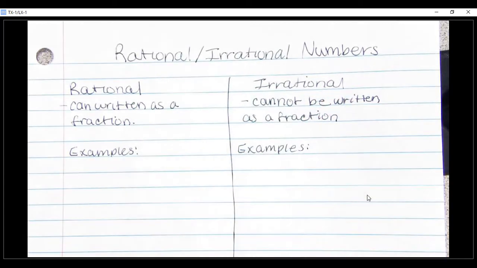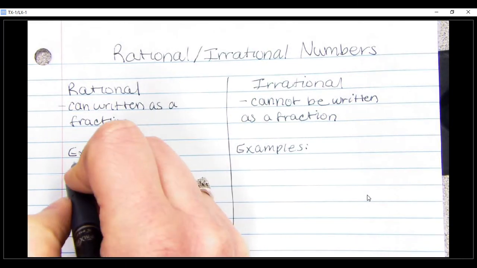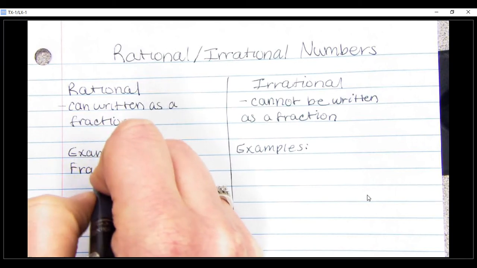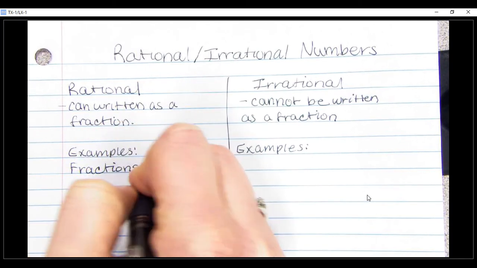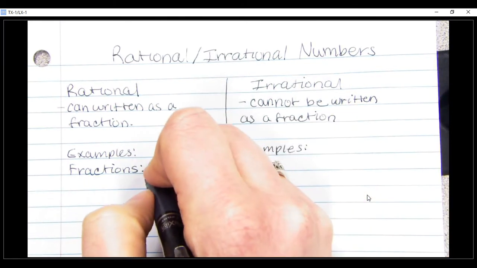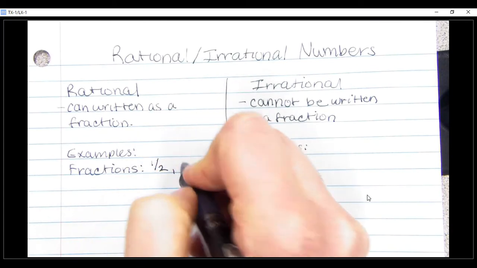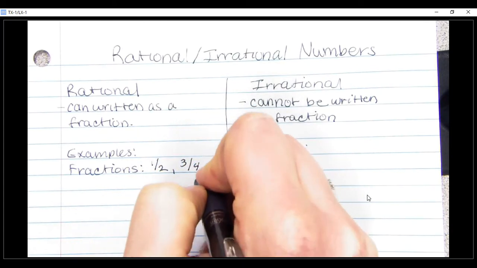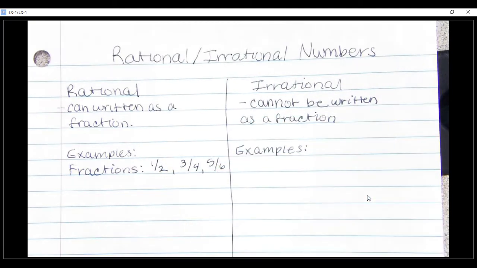Okay, there are many types of examples for each of rational and irrational numbers. So let's focus on rational numbers right now. Now, the obvious one is that examples of rational numbers are fractions. Of course, fractions are already written as fractions, so we can see that that is a rational number. So again, examples are going to be like 1/2, 3/4, 5/6. Anything that is already written as a fraction we know for sure is a rational number.